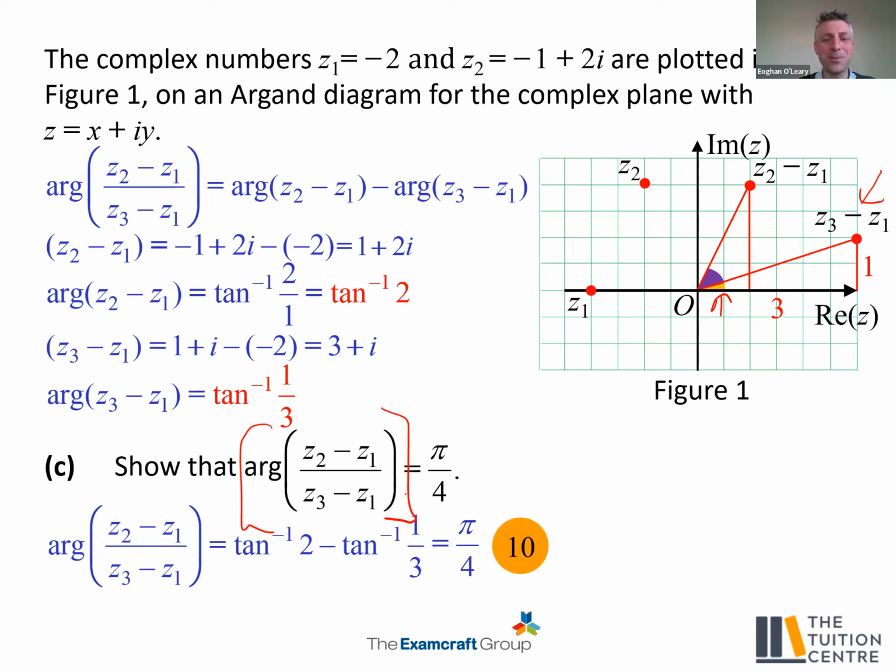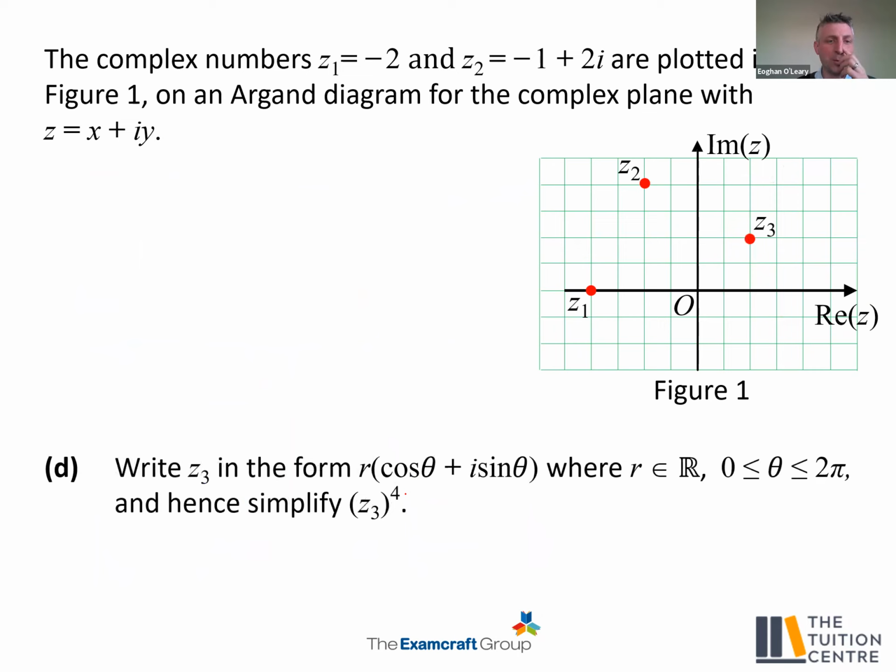So you're on to 10 marks. Okay, so we have our final 10 marks to go. We're up to 20 out of 30. But we have a look back here. It says write z3, which is the complex number that we've found over here, in polar form, r cos theta plus i sine theta, where r is an element of the real numbers and theta is between 0 and 2 pi, and hence simplify z3 to the power of 4.